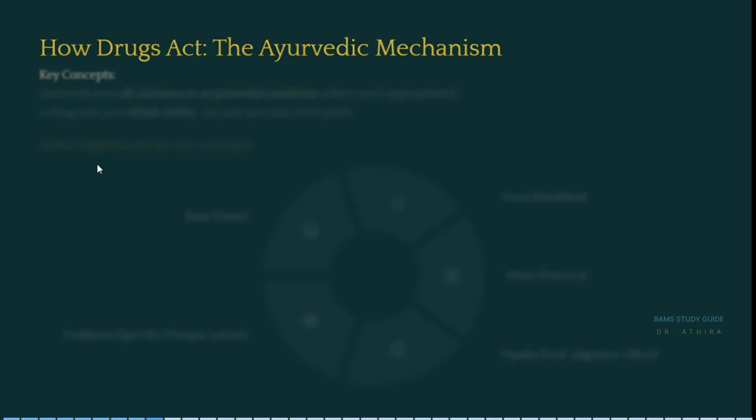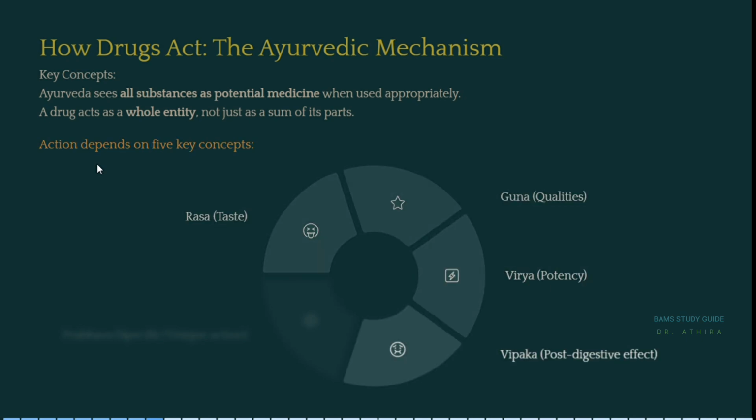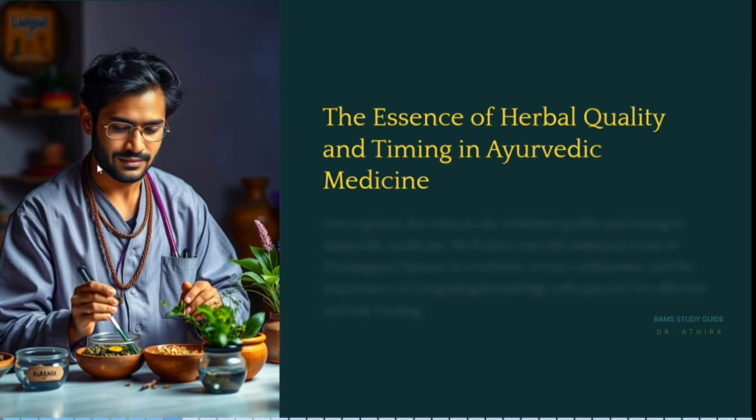Ayurveda considers every substance as a potential medicine when used appropriately. A drug acts as a whole entity, not just as a sum of its individual parts. The action of any drug depends on 5 key concepts: Rasa, Guna, Virya, Vipaka and Prabhava, which together determine its overall effect on the body.